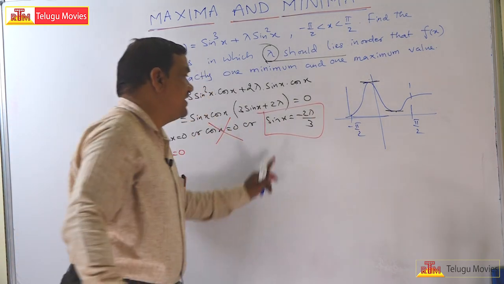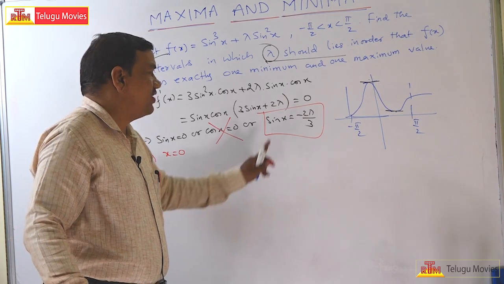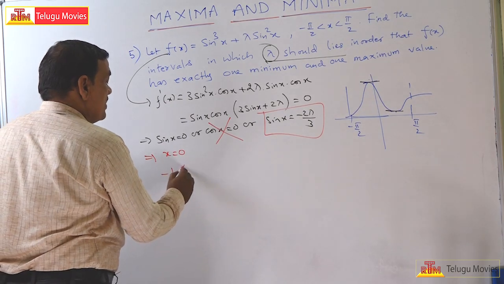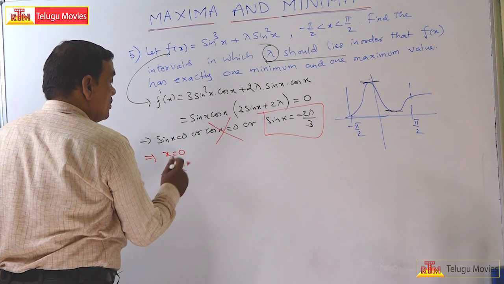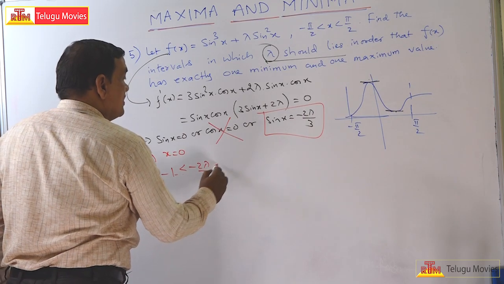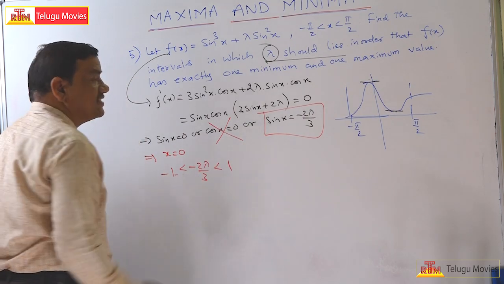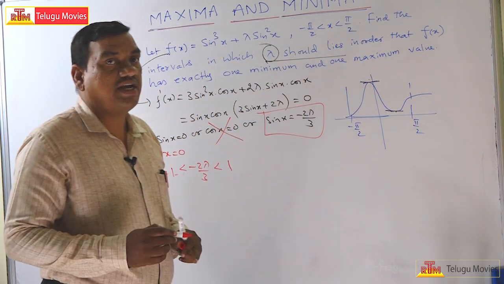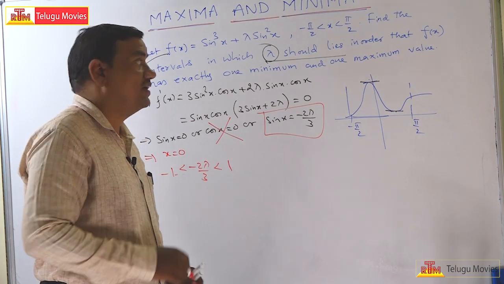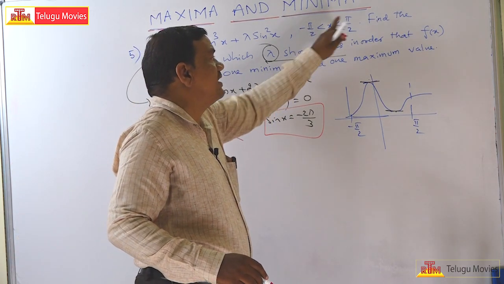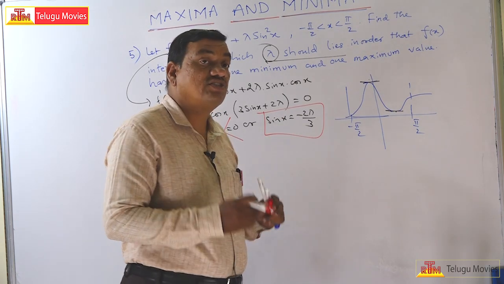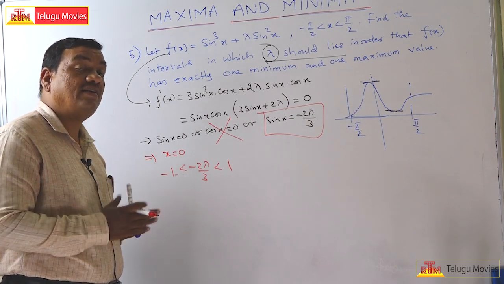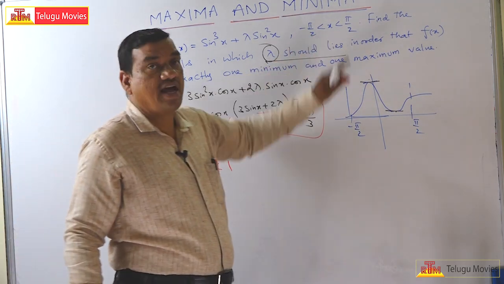See this case, sin x is equal to minus 2 lambda by 3. What is the range of sin x? Minus 1 to plus 1. Therefore, minus 1 is less than minus 2 lambda by 3, which is less than 1. Only strictly less than, because here x does not take the value pi by 2 or minus pi by 2. Sin 90 is 1, sin minus 90 is minus 1. So sin x strictly lies between minus 1 and plus 1 only. It does not take 1 and minus 1. We should be careful about that.